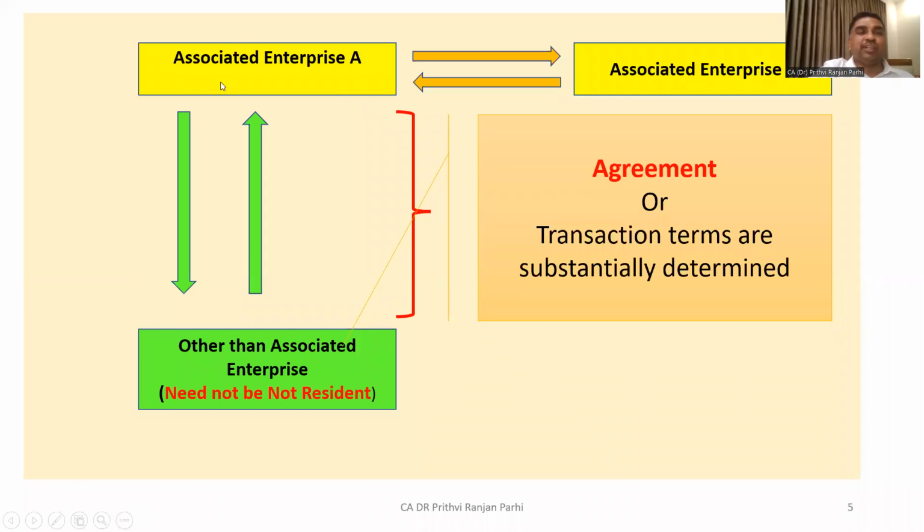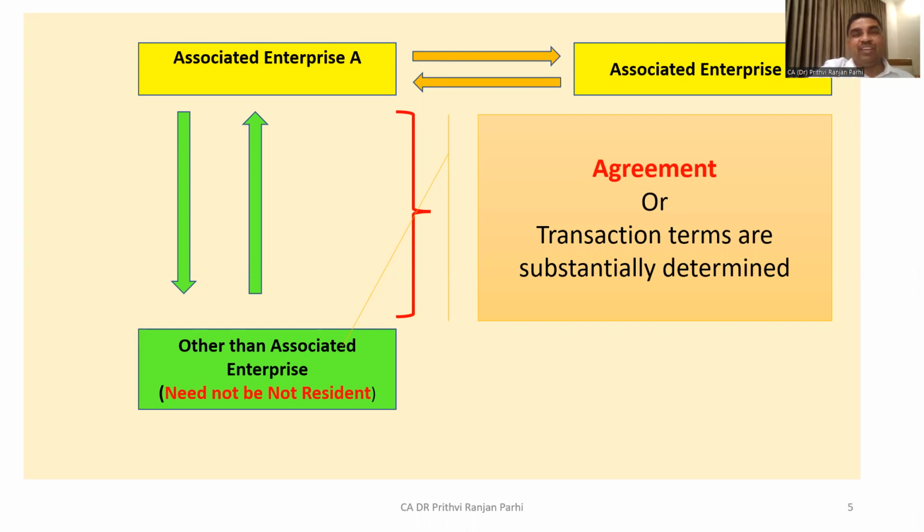Let us say there is an associated enterprise here, associated enterprise A. There is another associated enterprise B. These two are associated enterprises. The provision says either both of them can be non-resident, or A can be non-resident and B can be resident, or B can be non-resident and A can be resident. Either or both parties, if they are non-resident, then any transaction between them shall be treated as an international transaction.